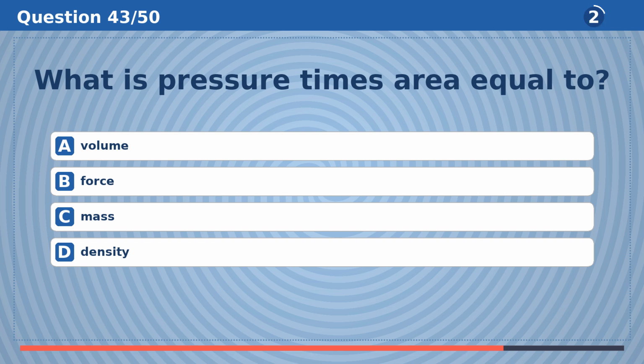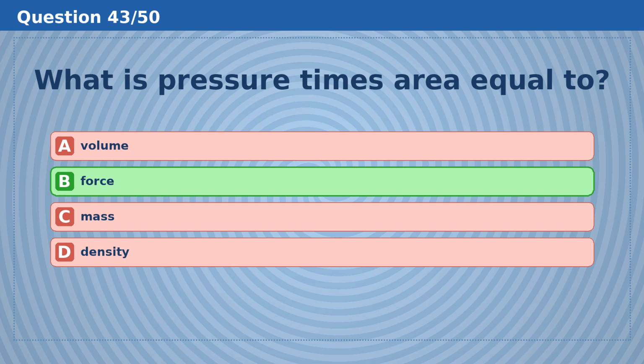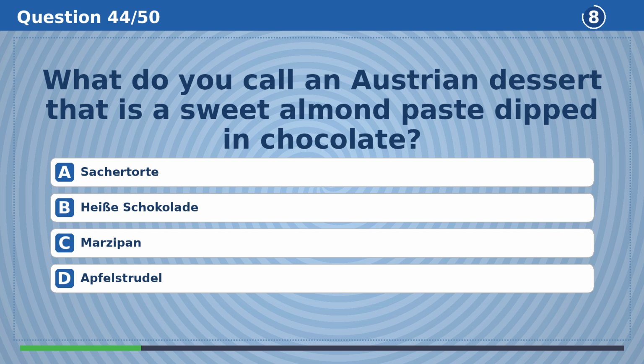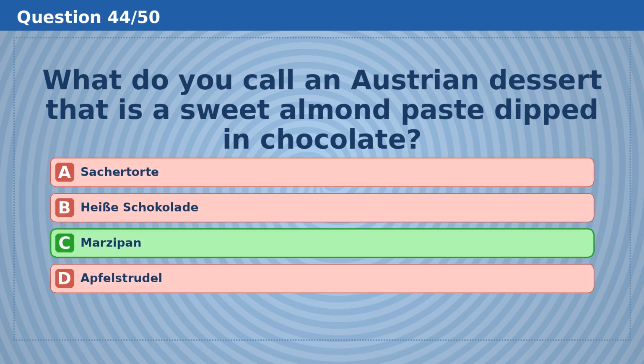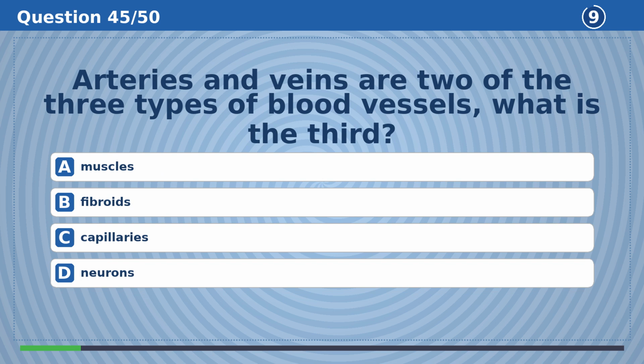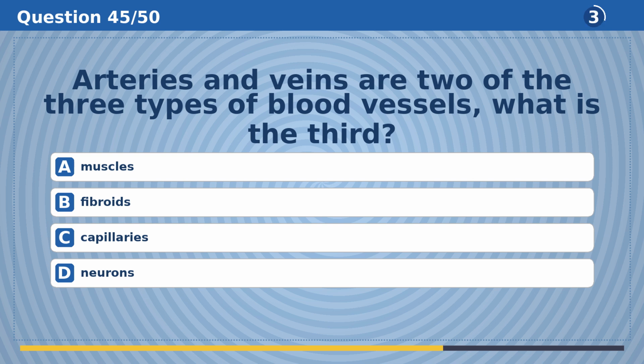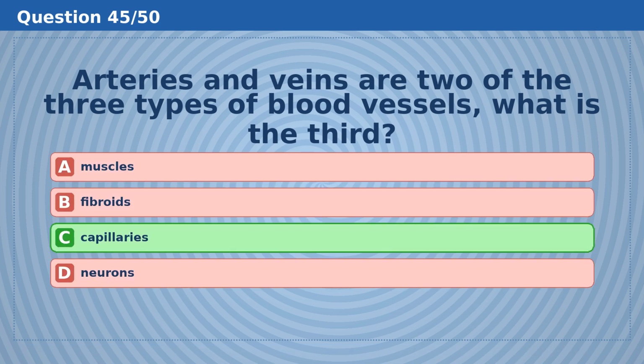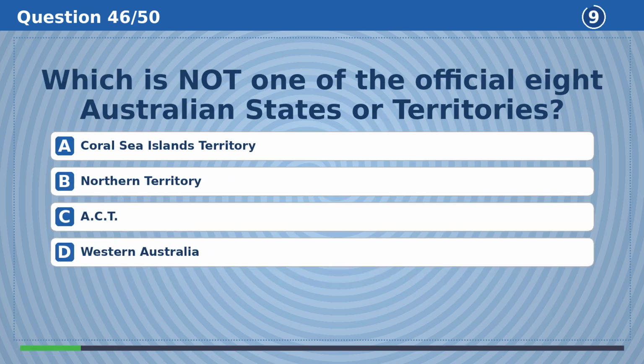What is pressure times area equal to? The answer is B, force. What do you call an Austrian dessert that is a sweet almond paste dipped in chocolate? The answer is C, marzipan. Arteries and veins are 2 of the 3 types of blood vessels. What is the third? The answer is C, capillaries.